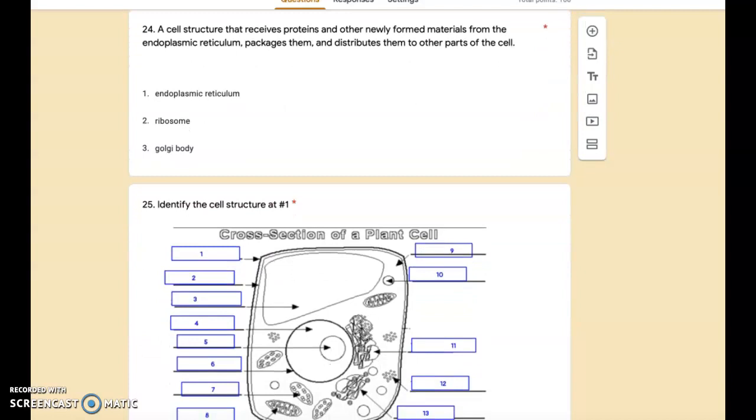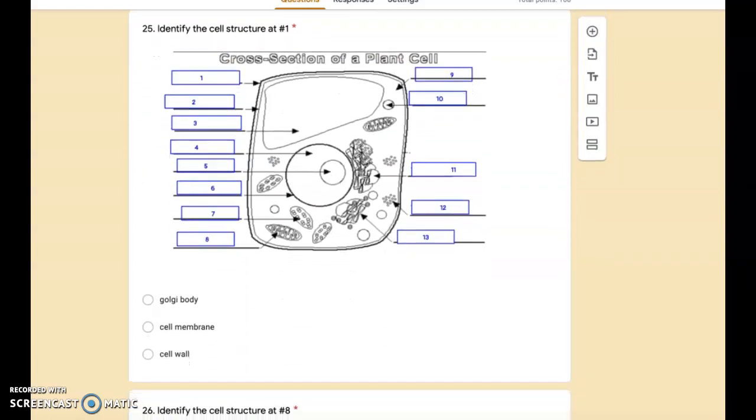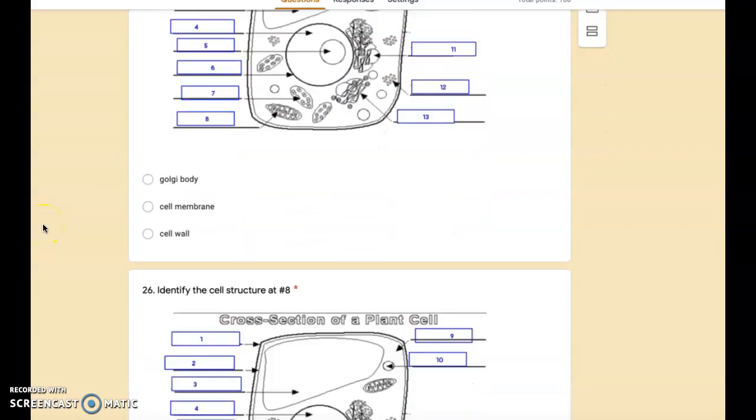Number 24. A cell structure that receives proteins and other newly formed materials from the endoplasmic reticulum, packages them, and distributes them to other parts of the cell. Is that endoplasmic reticulum, ribosome, or Golgi body? Number 25. Identify the cell structure at number 1. So number 1 is over here, the upper left, and it's surrounding the plant cell. Is that Golgi body, cell membrane, or cell wall?